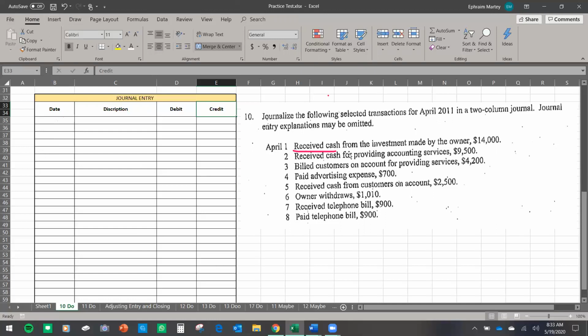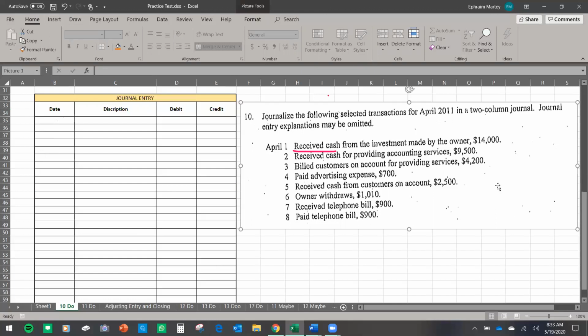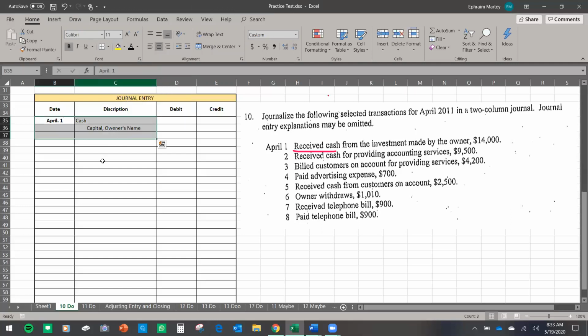So we know we are receiving cash. Okay. But there's an investment by owner. Okay. So whenever an owner makes an investment, the owner's equity increases. That is the capital. Okay. The owner's equity increases. That's the capital. So we are going to do this transaction on April 1st. We receive cash, the company received cash of 14,000. So the company's cash is increasing in an amount of 14,000.